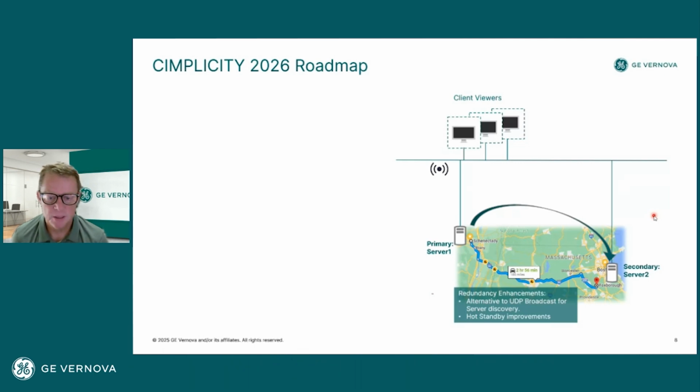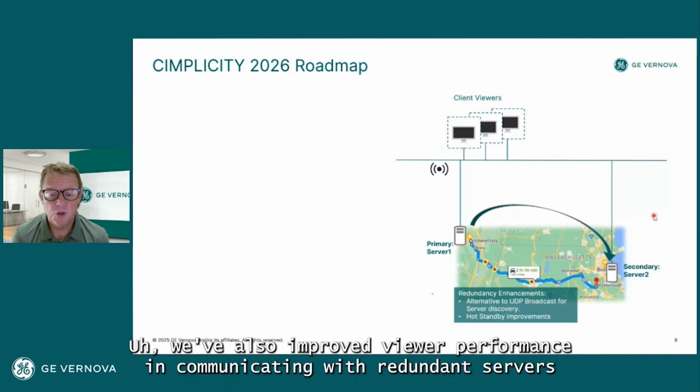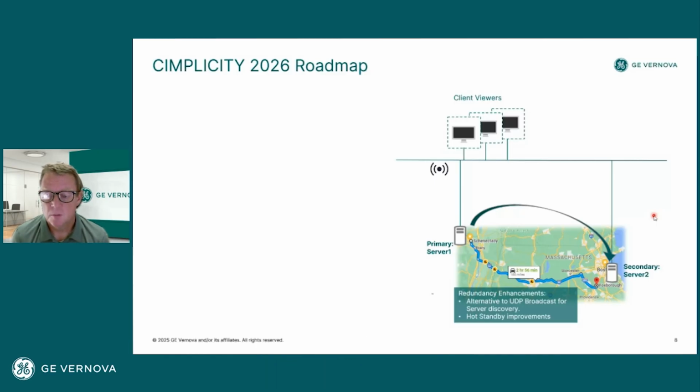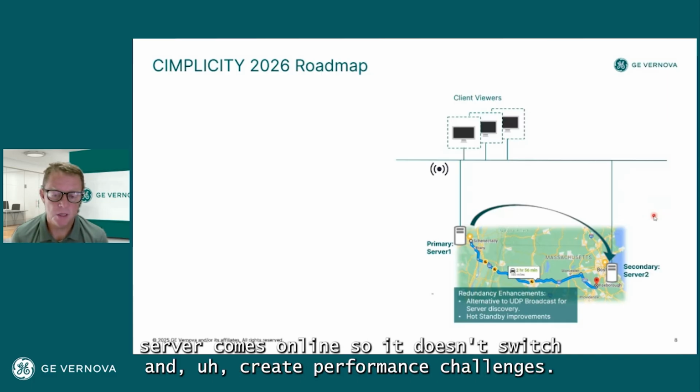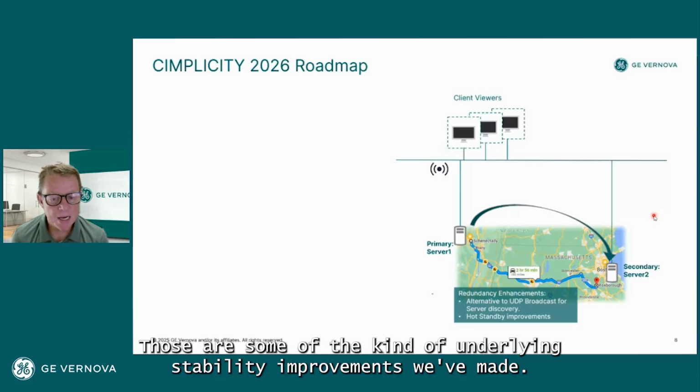in these scenarios. We've also improved viewer performance in communicating with redundant servers by maintaining redundant processes on the active server when the secondary server comes online, so it doesn't switch and create performance challenges. Those are some of the underlying stability improvements we've made.